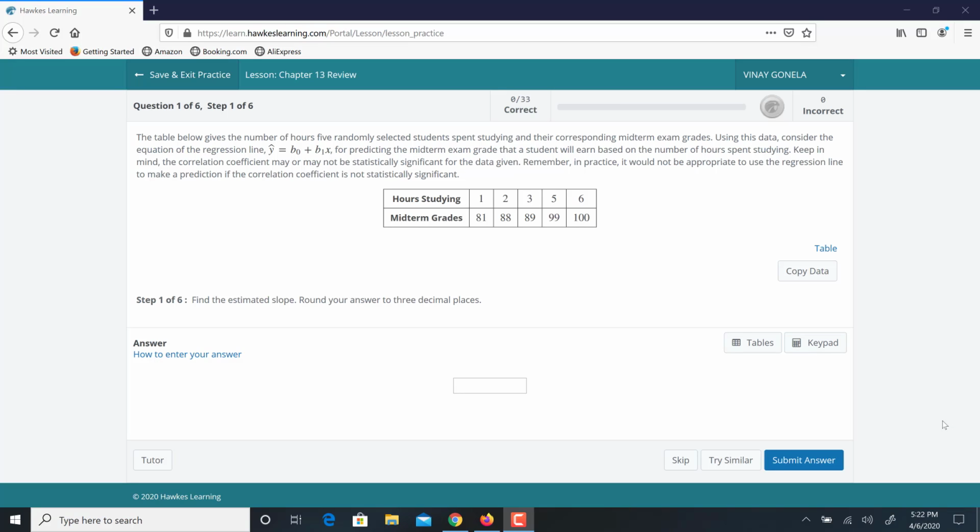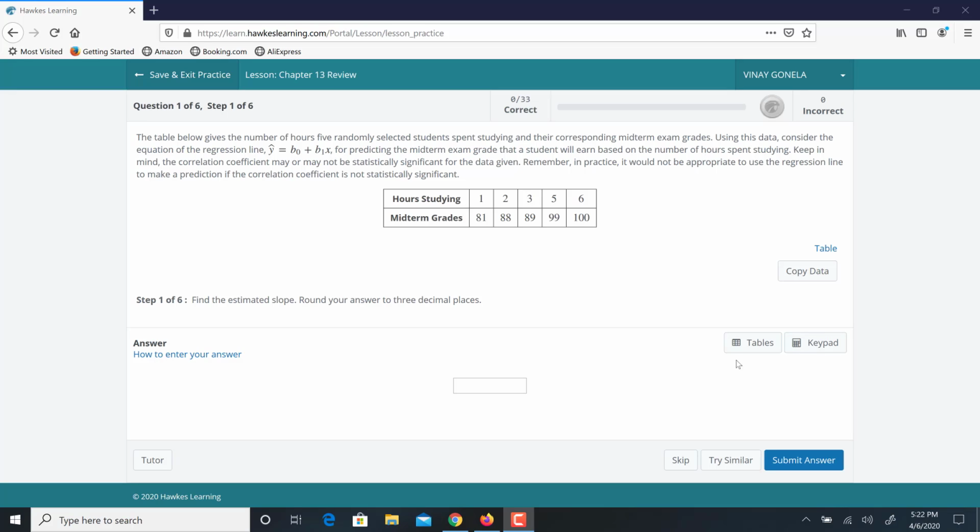Hello class, in this lecture I will try to solve problems from Hawkes Learning by using regression. So this will be chapter 13, simple linear regression.